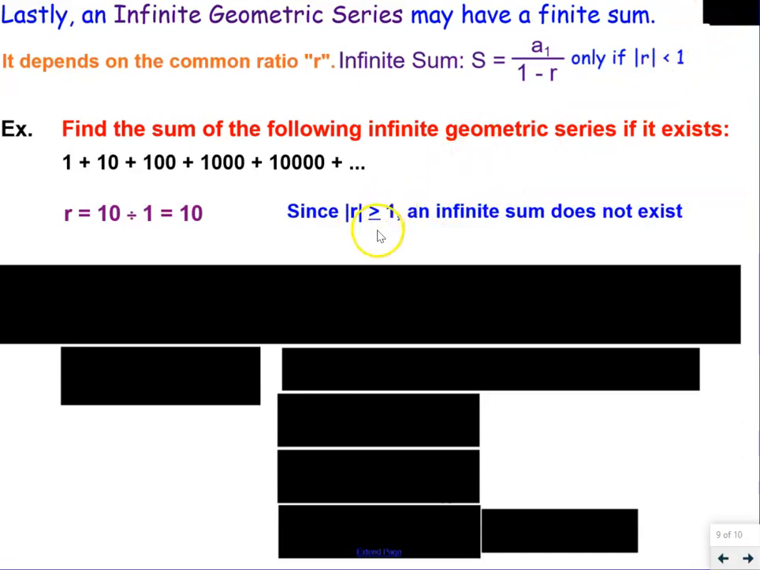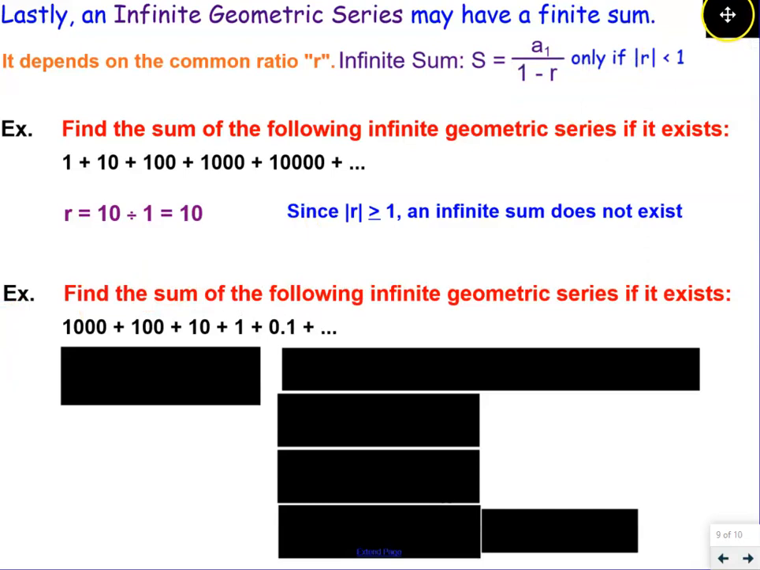Because this value is more than 1, an infinite sum doesn't exist. Because whatever you add up, the next number is going to be even bigger than that because it'll be 10 times larger. So once you add 1,000,000, then you add 10 million, then 100 million, then a billion, then 10 billion, and so on. So it just grows like crazy. So you cannot give me the exact value.